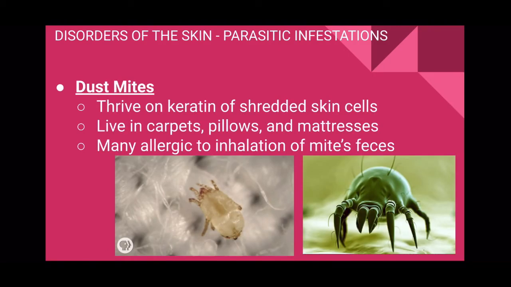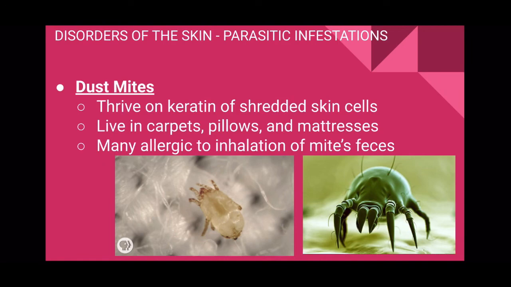The last parasitic infestation I'm going to talk about is dust mites. We literally shed millions of skin cells every single day, which is what makes up a majority of the dust that's located in our houses, and especially what makes up the dust that covers our dashboards in our cars. The dust mite thrives off of the keratin in these cells, so they live really well on carpets, on upholstery, pillows, and mattresses. But dust mites and bed bugs are not the same thing.